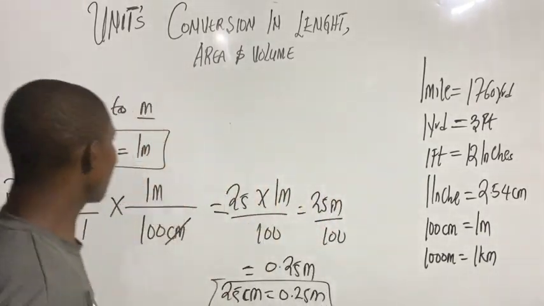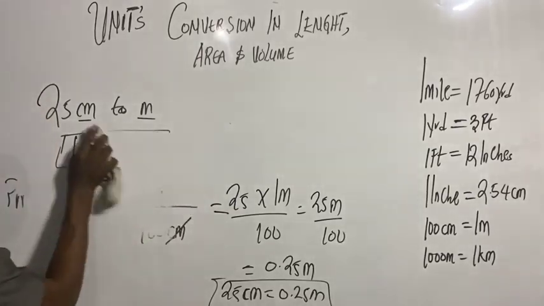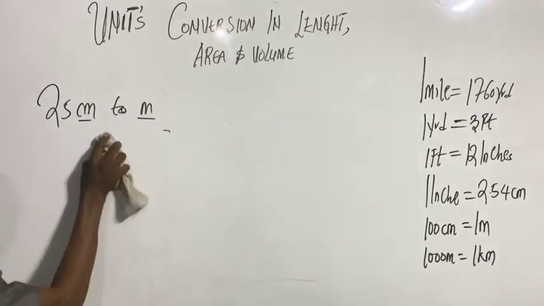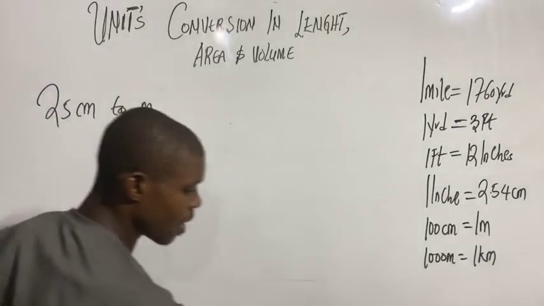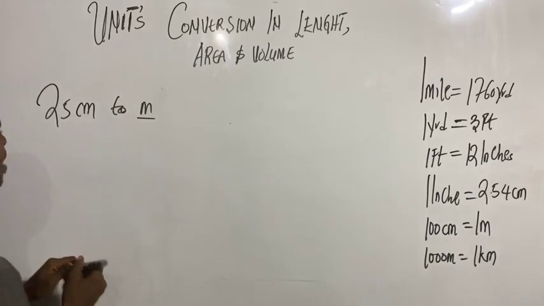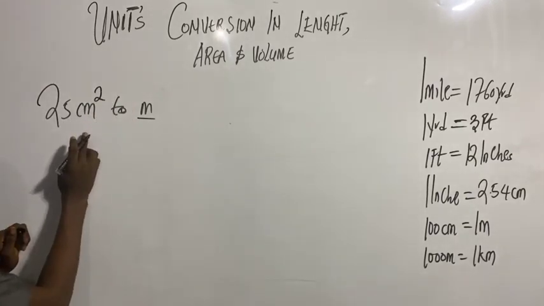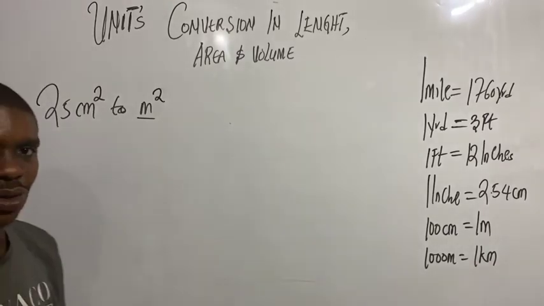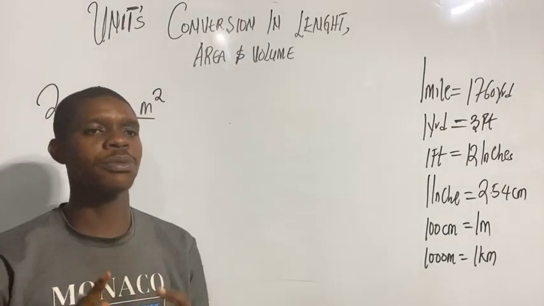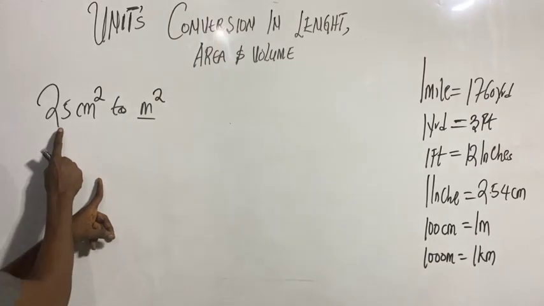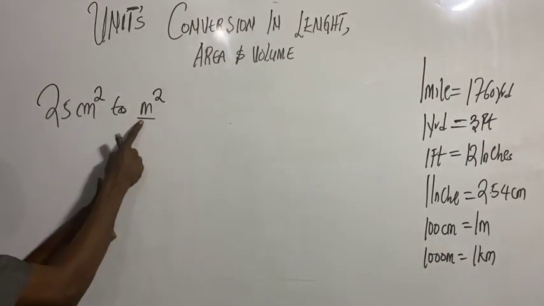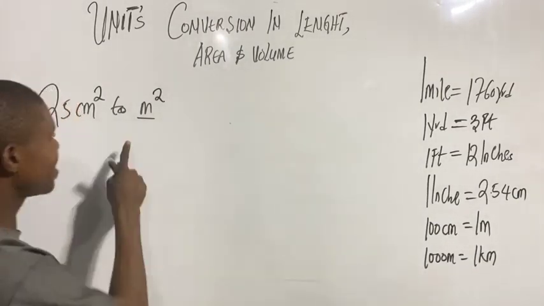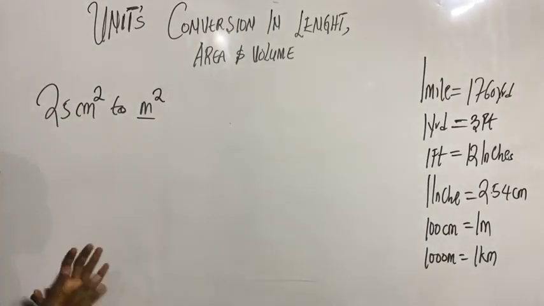Okay, now let me ask: what if we are being asked to convert 25 cm square to meter square? How do we do that? Please follow me closely here. We are converting 25 cm square to meter square. This one is an area. The first one we did is length. This one is an area. So how do you do that here?